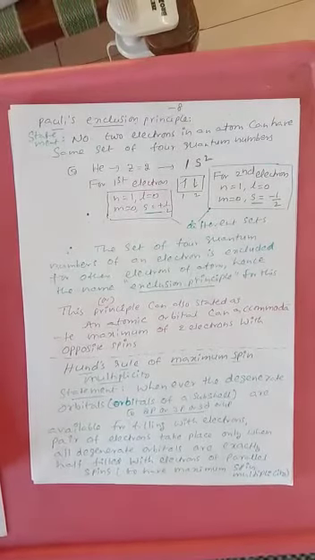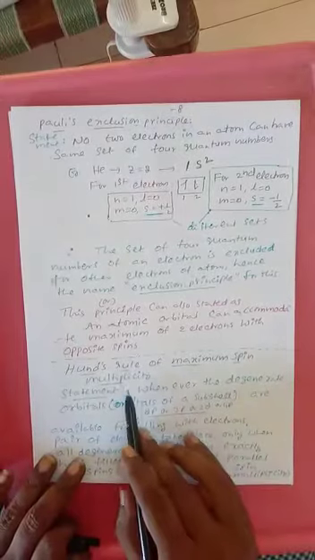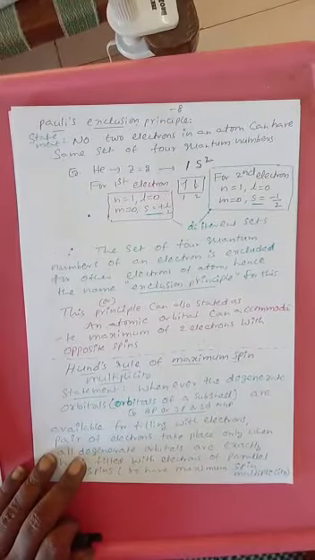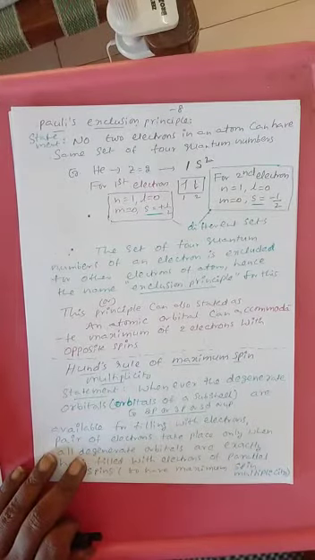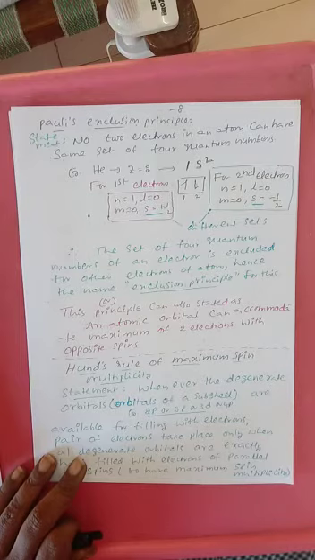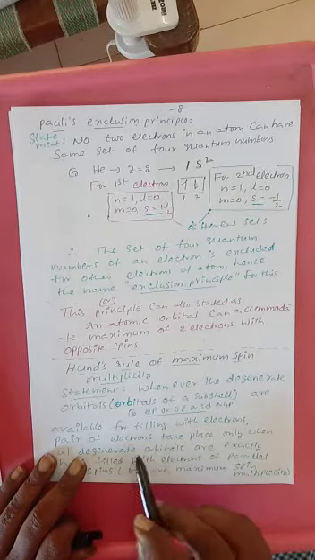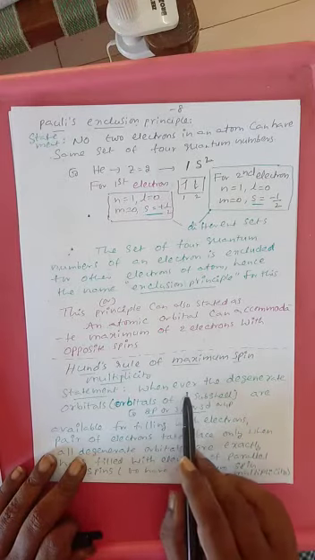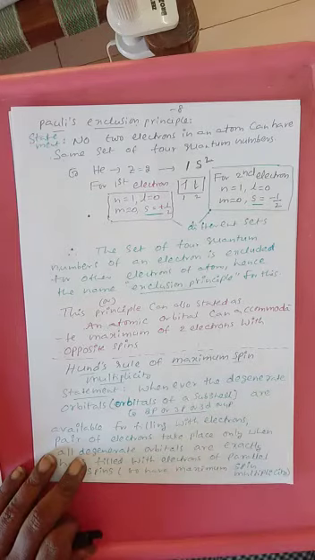Now let us know about Hund's rule of maximum spin multiplicity. This rule is very useful to us while filling p, d, f subshells. The p, d, f subshells have degenerate orbitals. For filling degenerate orbitals, this rule is very useful to us.